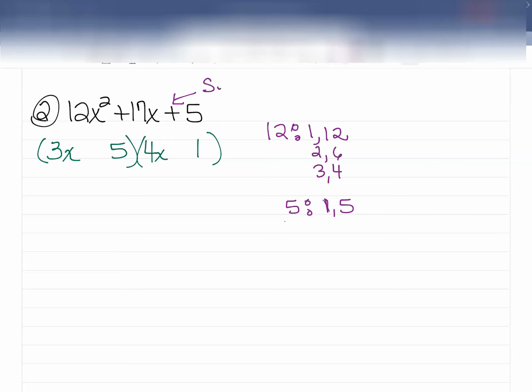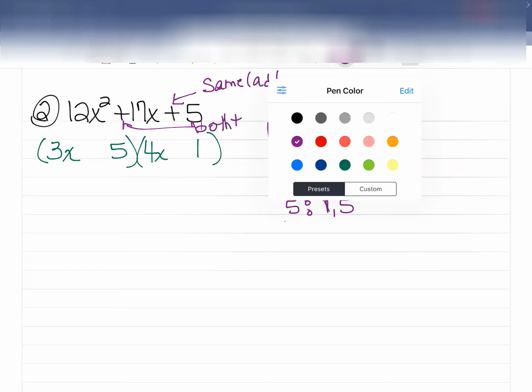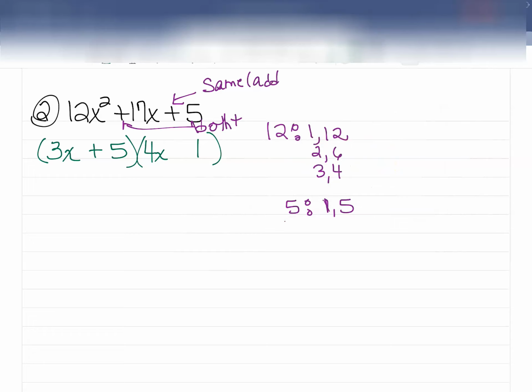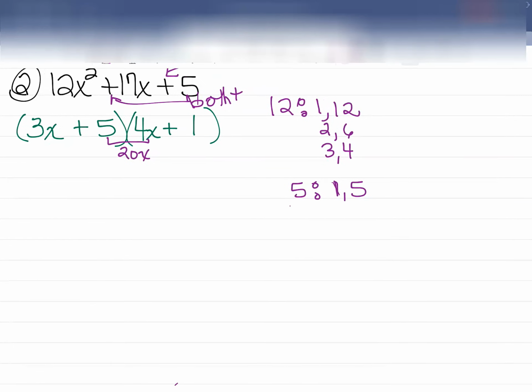I need them to be the same. So I'm going to add, and they're going to end up being both positive signs. I went ahead and put the signs in because once I know it's the same, it just makes it easy. So 5 times 4, that would be a 20. 3 times 1, that would be a 3. That's going to add to give me a 23. Not what we wanted.